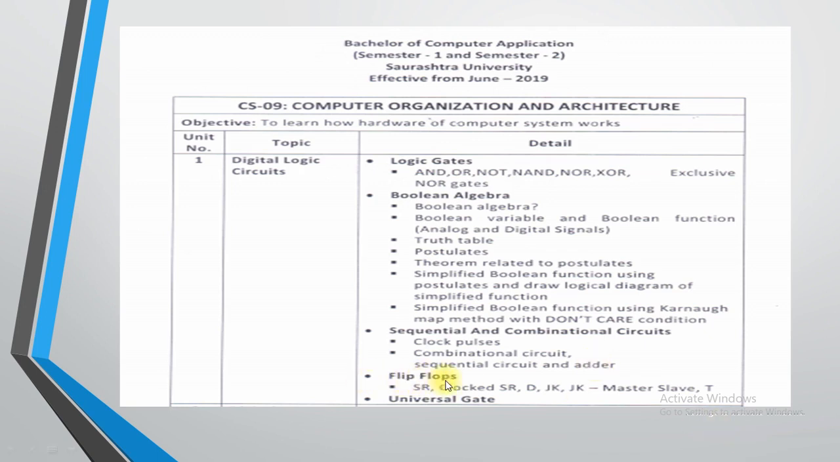Now see, the main topic is flip-flop. There are various types of flip-flops available in our COA, like SR flip-flop, clocked SR flip-flop, D flip-flop, JK flip-flop, JK master-slave flip-flop, and T flip-flop. And at last, this unit is completed using universal gates, right? So in this particular unit, we will cover this many topics.